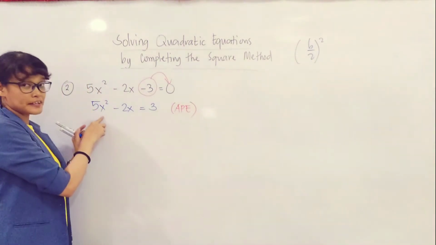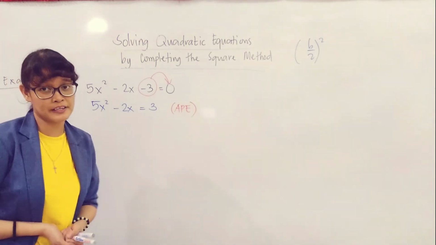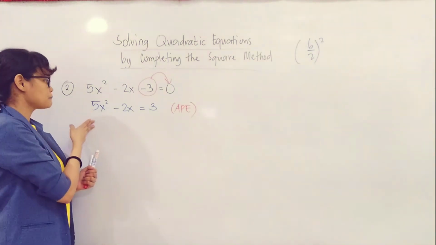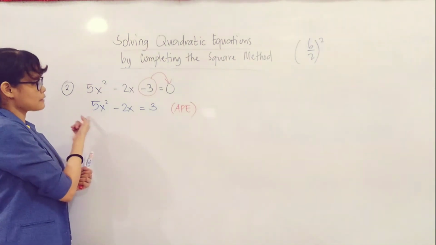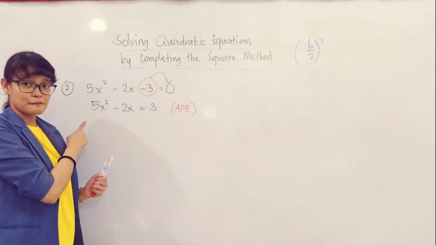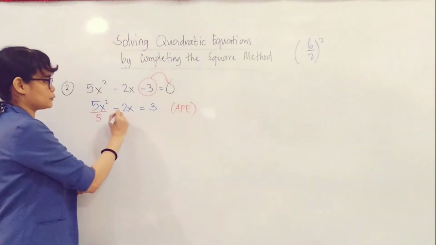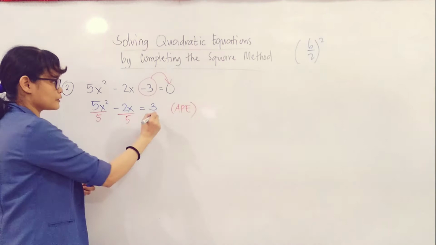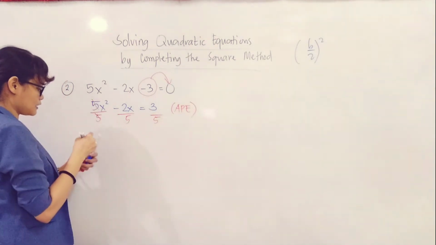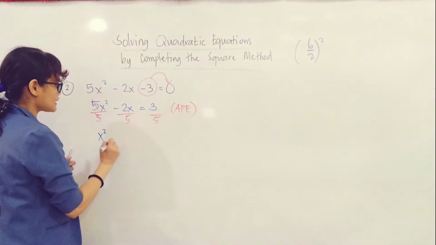So look at this one. You have 5x squared. Eh dapat, di ba nga, yung coefficient ng x squared ay dapat positive 1. So since 5 yung coefficient dito, ibig sabihin, we have to divide everything, okay, all of the terms by this coefficient. So let us divide 5x squared by 5, negative 2x by 5, and of course, kailangan din natin i-divide yung 3 by 5. So makakansel na natin to. 5 divided by 5 is equal to 1. So you have x squared.